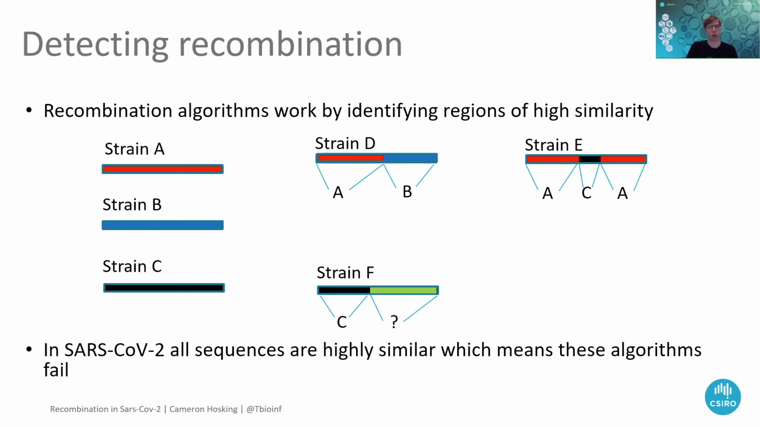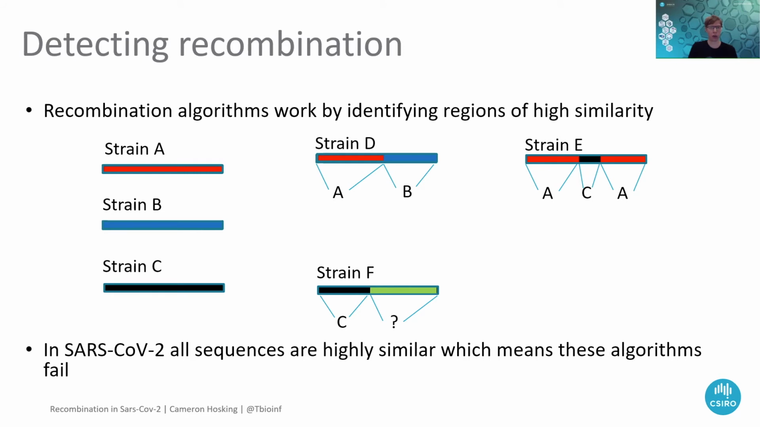So, recombination is not a new thing, and a lot of work has gone into developing methods to detect when this happens. At a high level, these recombination methods work by identifying regions of similarity between strains. So for example, they will look at strain D and see that the first half is very similar to A, and the second half is very similar to B, and hence this would be labeled as a recombination event between the three. Other events may be more complicated. For example, strain E's similarity goes ACA, and therefore contains two recombination breaks. And strain F cannot be explained by an event with existing strains, and would therefore be explained as either a recombination event with an unknown strain or occurring through normal mutations.